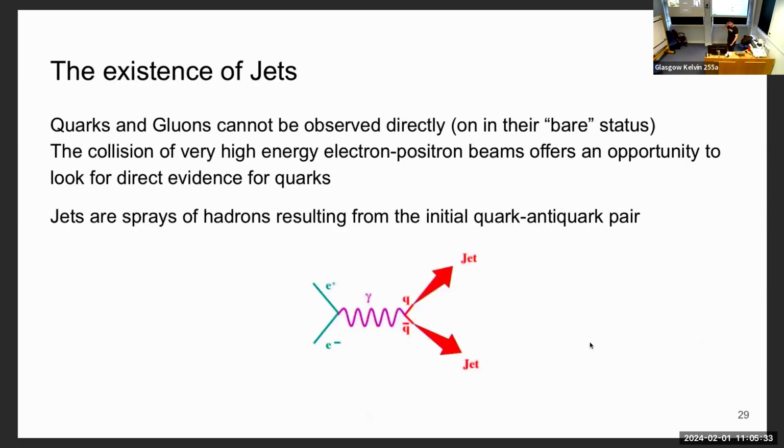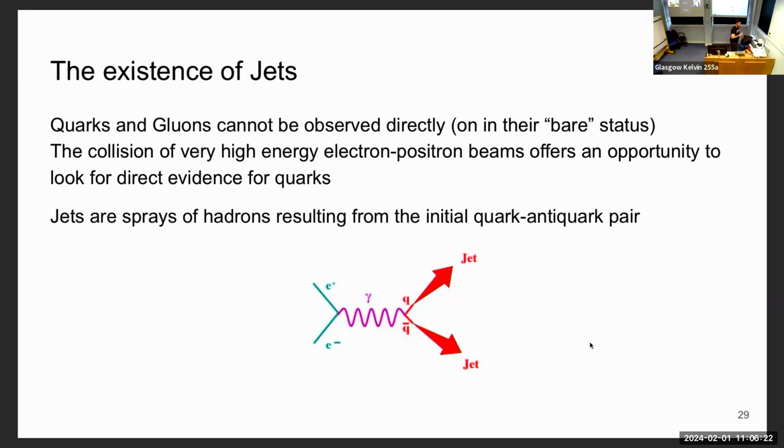The existence of jets. Once again, the concept is that quarks and gluons cannot be observed directly, or, if you want to call it that, in their bare states. So when it's time to think about what kind of colliders to use for precision measurements, having an electron-positron collider is probably the best approach. Because if you were using hadrons instead, that means there's a huge hadron activity that is not necessarily easy to separate from the part that you actually want to measure.